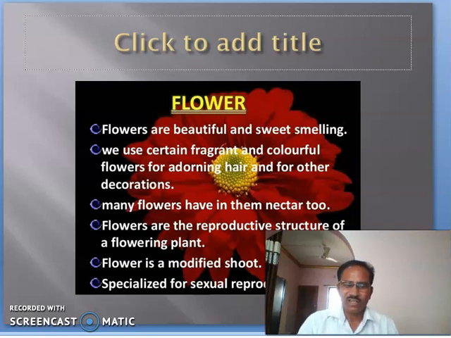Flowers are beautiful and sweet smelling. We use certain fragrant and colorful flowers for adorning hair and for other decorations. Many flowers have nectars in them too. Flowers are the reproductive structure of a flowering plant. Flower is a modified shoot specialized for sexual reproduction.